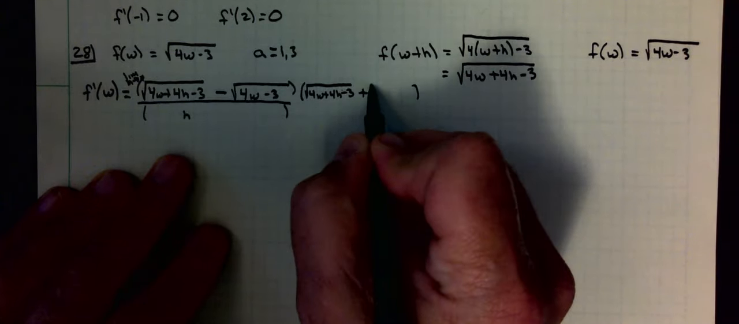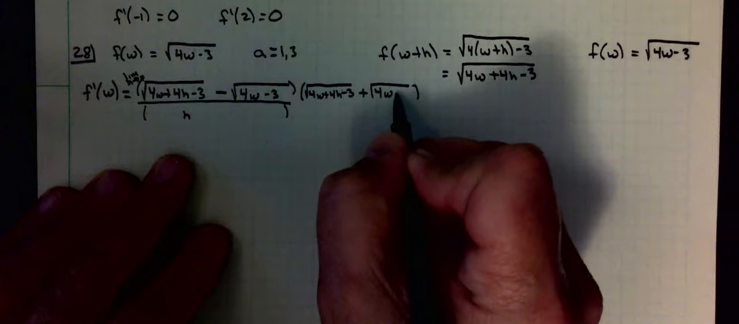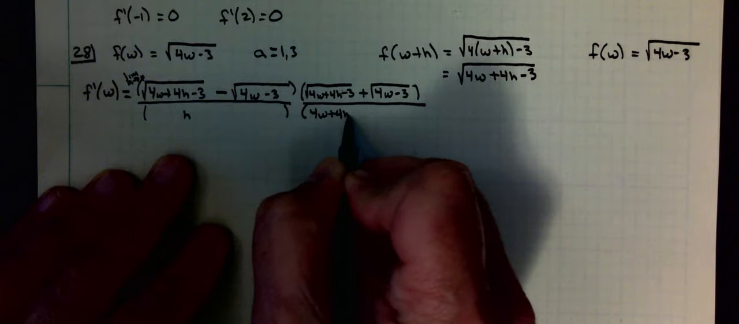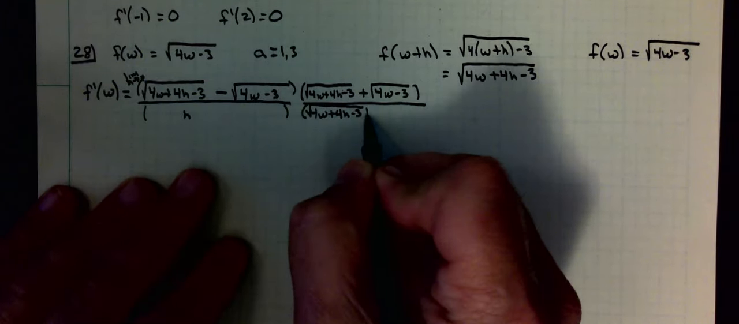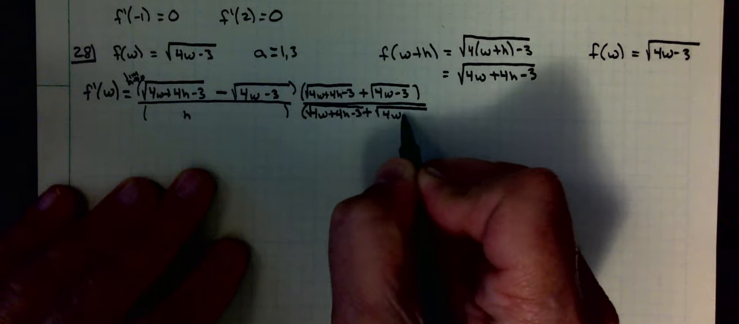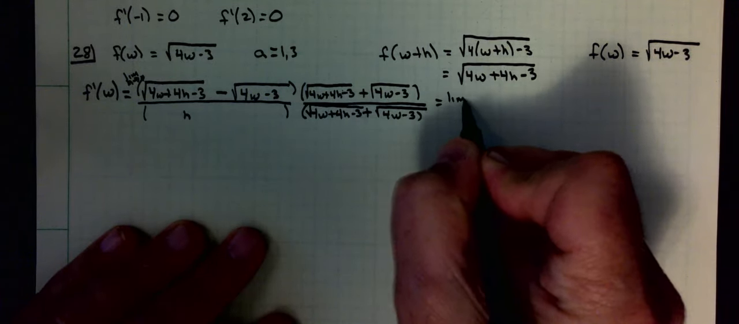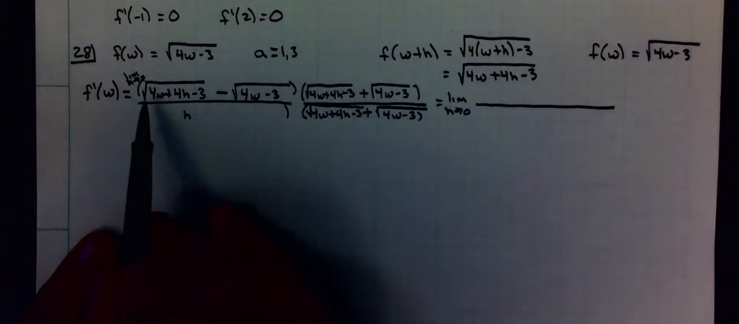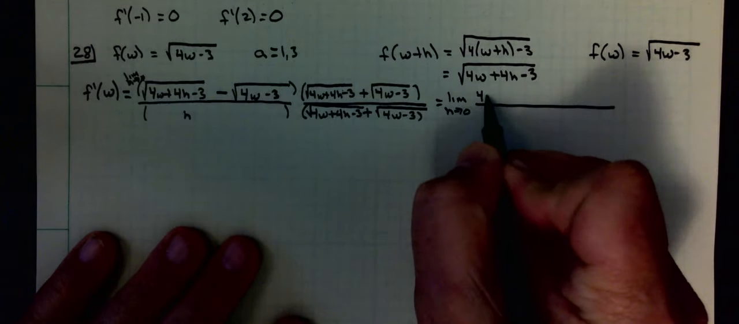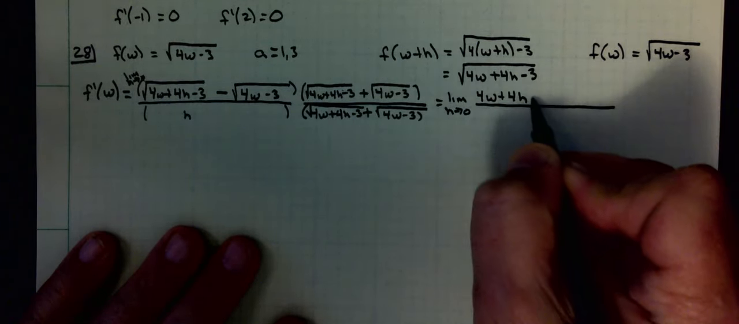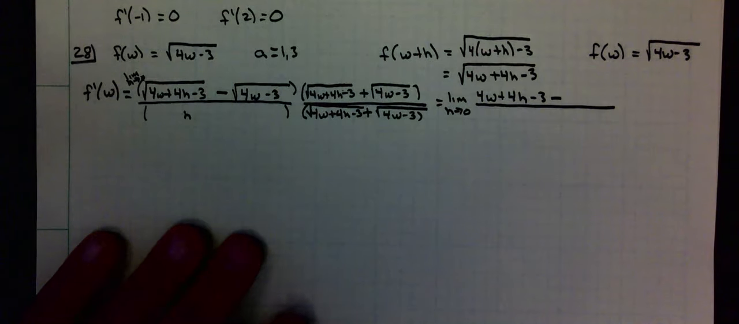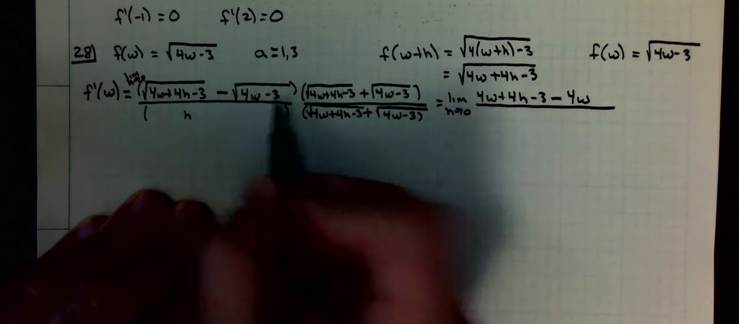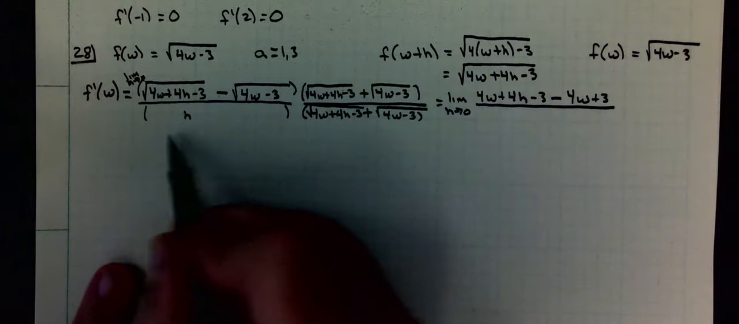The conjugate is the square root of 4w plus 4h minus 3 plus the square root of 4w minus 3. Get the limit this time. On the top, it's a difference of squares pattern, so it's the first term squared, which is 4w plus 4h minus 3, minus the last term squared. I get minus 4w, and minus of a minus 3 is a plus 3. Then everything's going to stay here on the bottom.